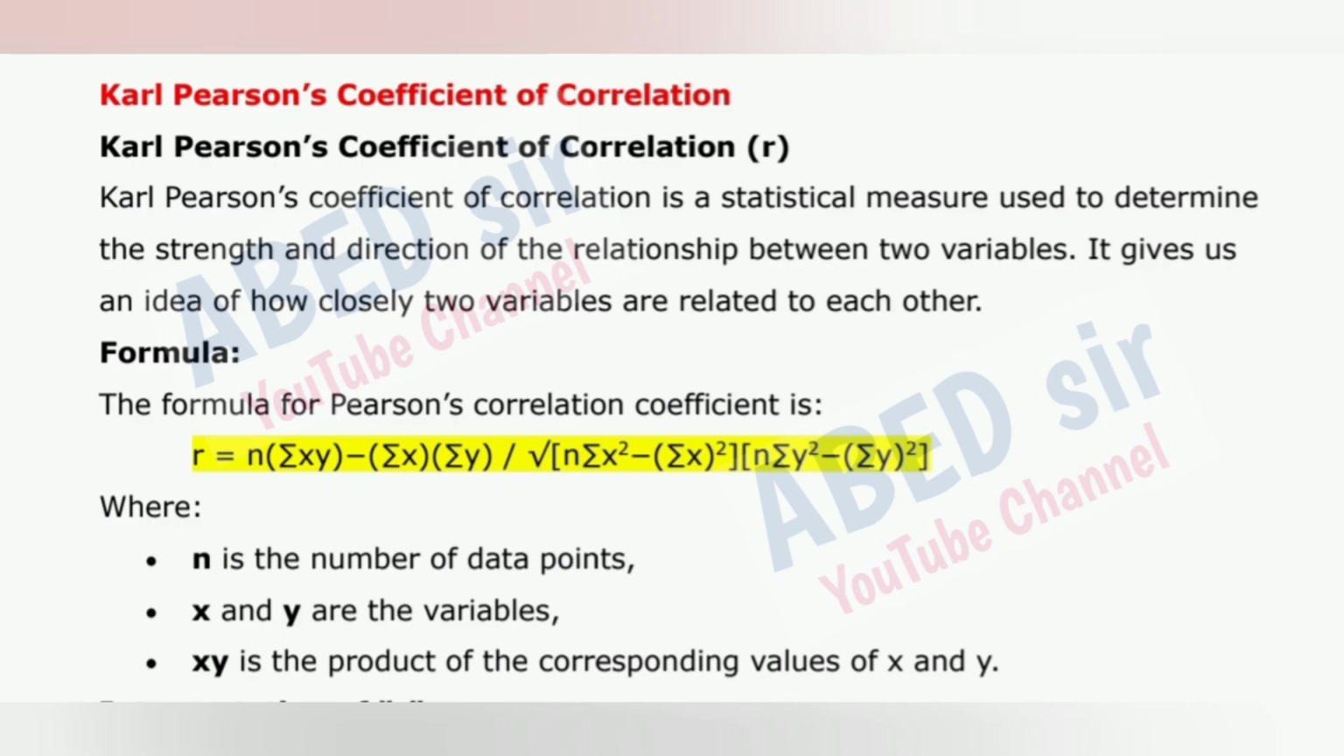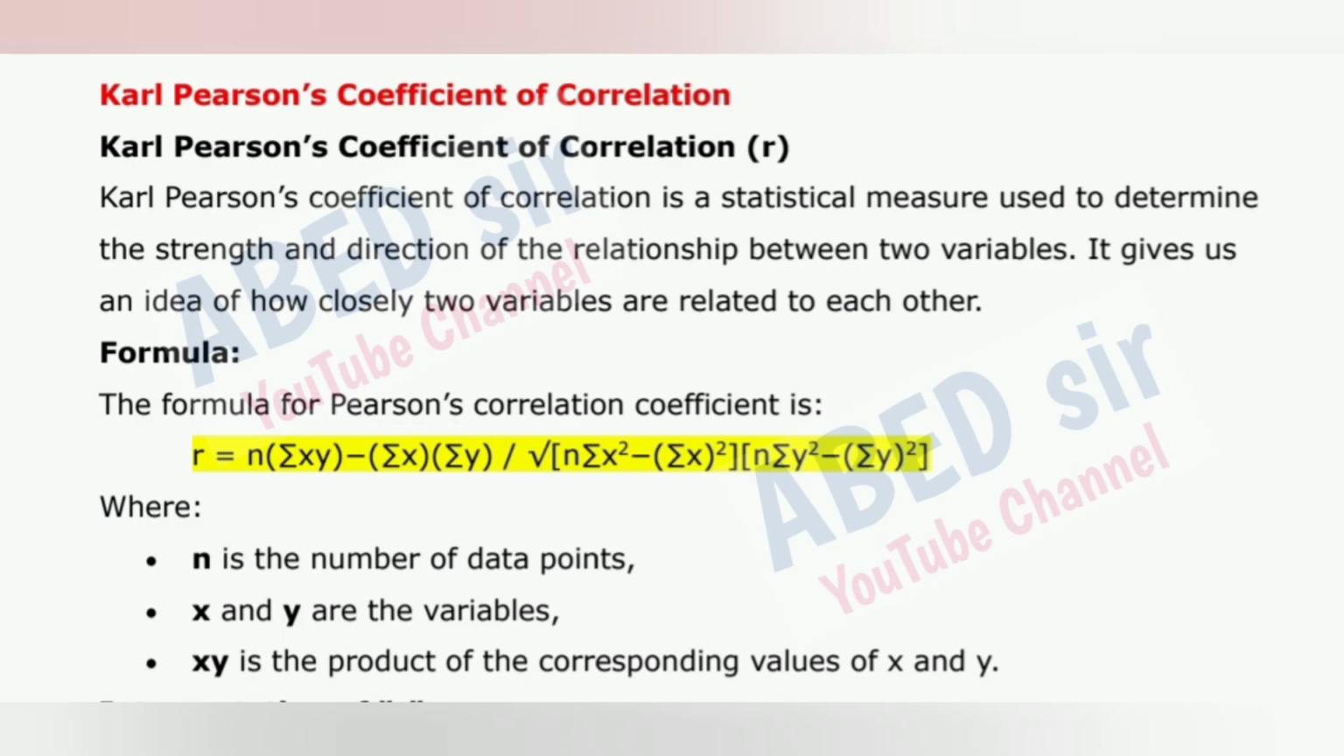Karl Pearson's coefficient of correlation, r. Karl Pearson's coefficient of correlation is a statistical measure used to determine the strength and direction of the relationship between two variables. It gives us an idea of how closely two variables are related to each other.